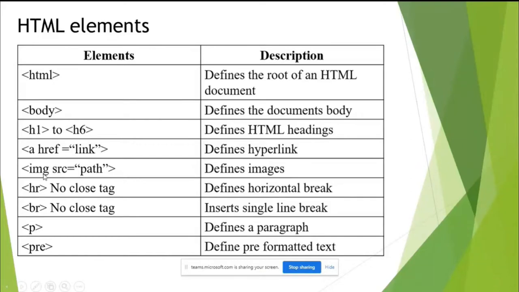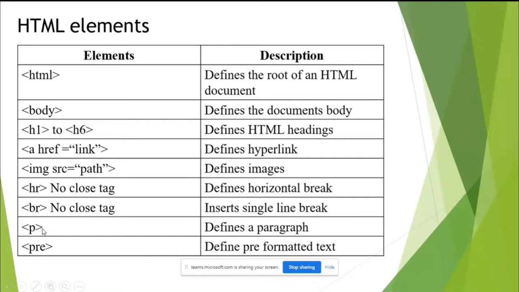Then the image tag with src path. Image means we can also insert an image inside the web page. For that they use this tag. The source is where the image is taken from, and that path we have to give here. So this defines images. Then the horizontal rule. If you want a horizontal break, you can use this tag, but it doesn't have a close tag. Then br, break. It inserts a single line break. If you want a new line while typing, so that it prints on the second line, you can use this tag. This tag also doesn't have a close tag.